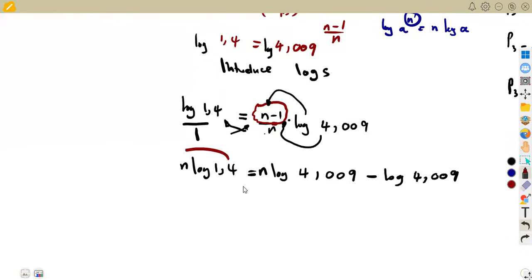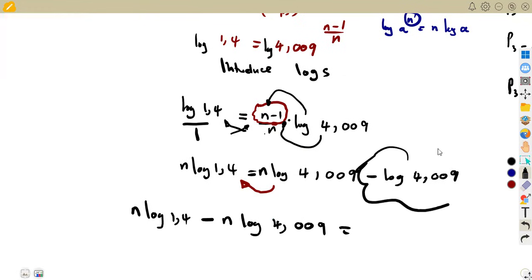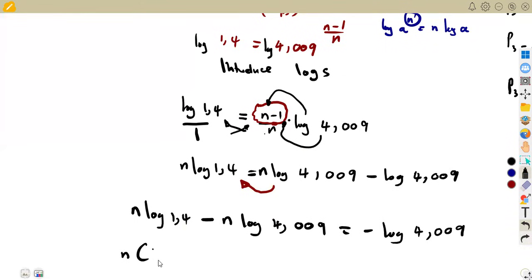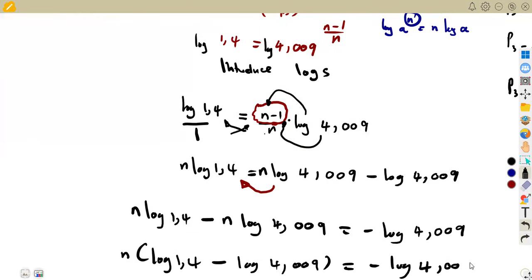Since we want n, and you can see there's n here and there's also n here, we're going to collect the terms with n to one side, transpose to one side. So it will be n times the logarithm of 1,4 minus n times the logarithm of 4,009 is equal to minus the logarithm of 4,009. There's an n here which is common, so I factor out that n. By factoring n, I'm remaining with log 1,4 minus the logarithm of 4,009, equal to the minus log 4,009.